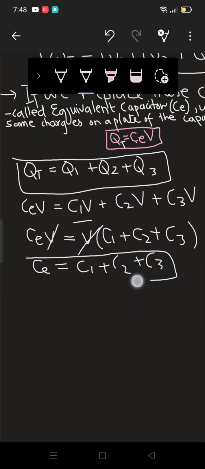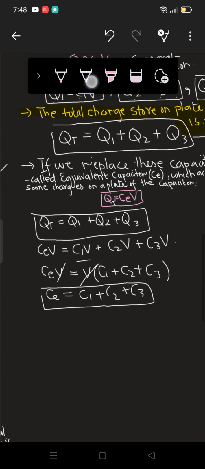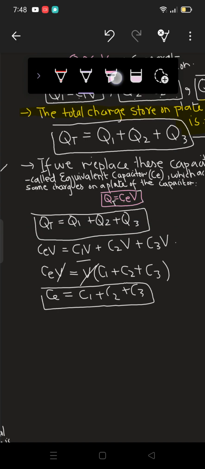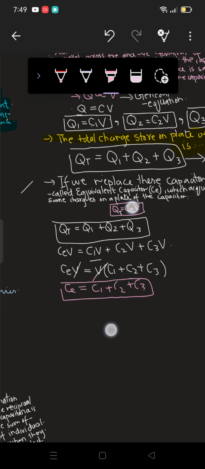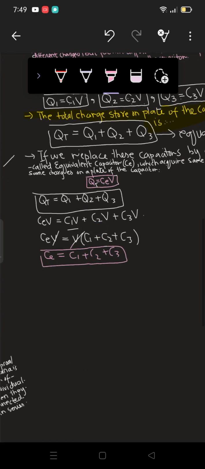So we got our equivalent capacitance. In parallel, it is basically the sum of the individual capacitances. In series, we had the reciprocal of the equivalent capacitance equal to the sum of the reciprocals of the individual capacitances. Here, the equivalent capacitance simply equals the sum of the individual capacitances.